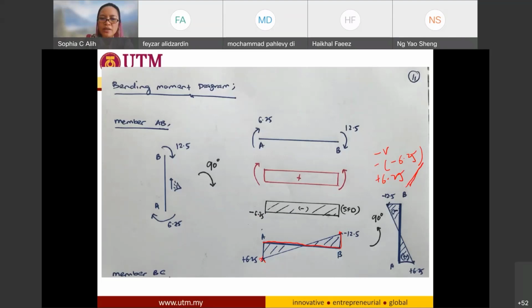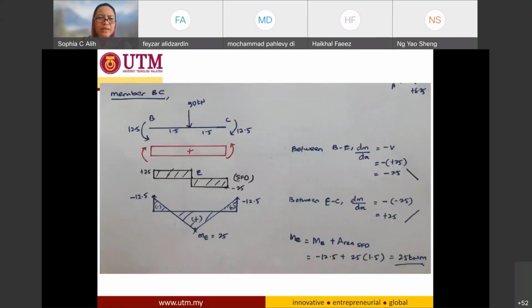So I can just connect them upward like this one. And after I have connected like this, then I have to put it back to the original position. I rotate it back upwards, so when I rotate it back upward, it becomes this way. So this one is positive moment, and this is negative moment, and this is the area of negative bending moment diagram, and this is the area of positive bending moment diagram. So I have already drawn the bending moment diagram for member AB.